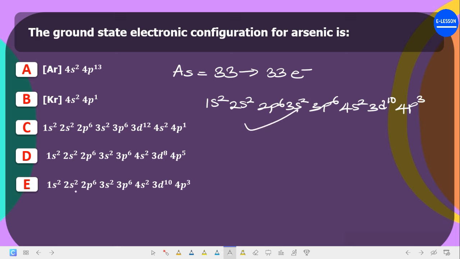So this is the correct electronic configuration, and I believe the correct option here is E. That is the electronic configuration for arsenic, option E, and that makes option E the correct answer to this question.